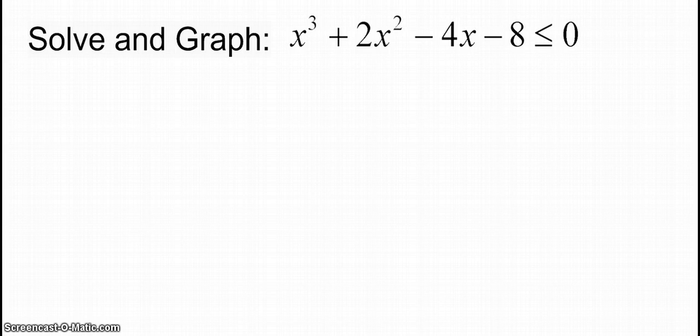Okay, next one. So we have x cubed plus 2x squared minus 4x minus 8 is less than or equal to 0. So I want you to go ahead and try and solve this and graph this on your own. I will give you a hint if you're stuck on solving it. Factor by grouping. Okay, so pause the video, find the critical values, set up your test intervals, test your test intervals, write your solution, and then graph your solution. Pause now.